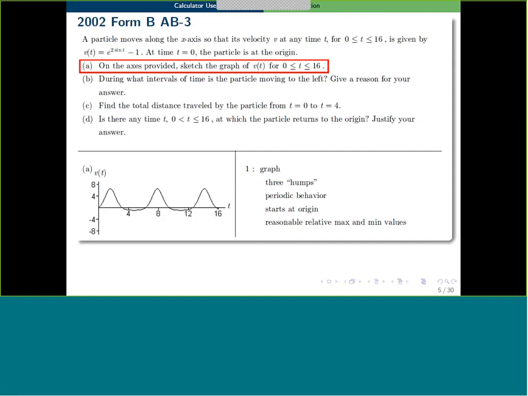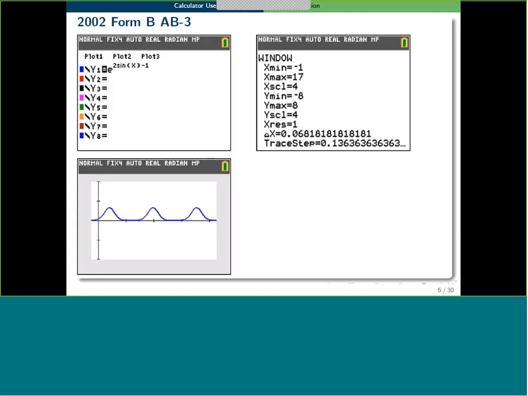You can see the 4 things that we were looking for when we graded this problem: the 3 quote-unquote humps, some sort of periodic behavior, the graph starting at the origin, and reasonable relative max and min values. So on the next page, this is the sort of thing that we would expect a student to do on the TI-84.